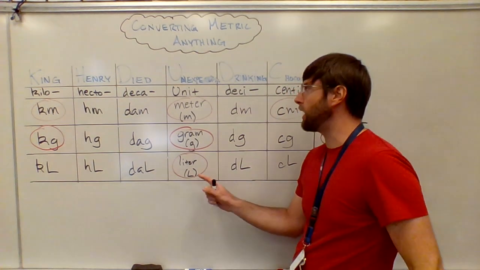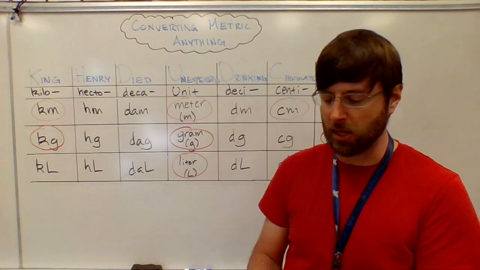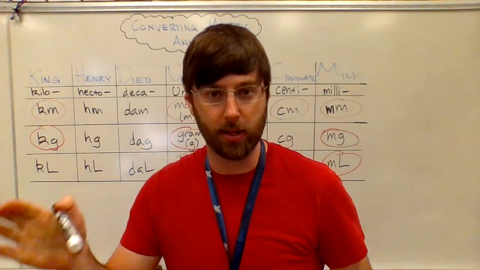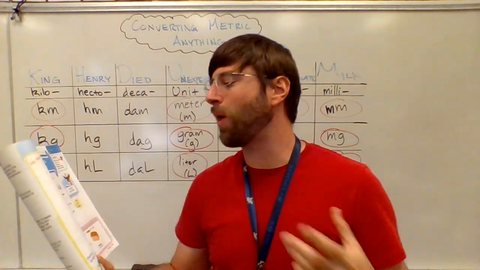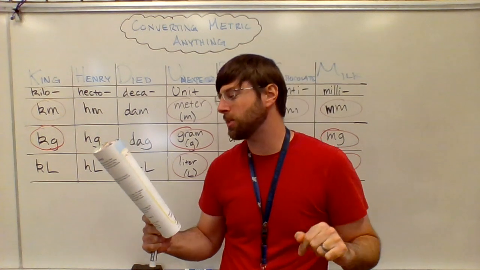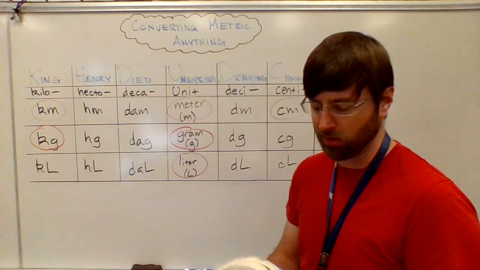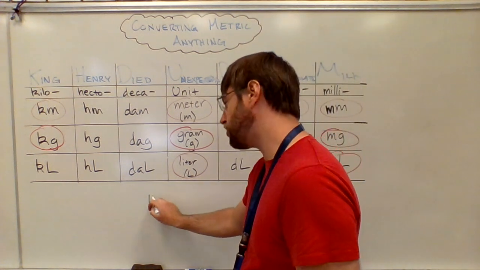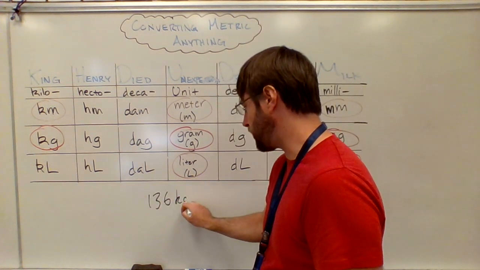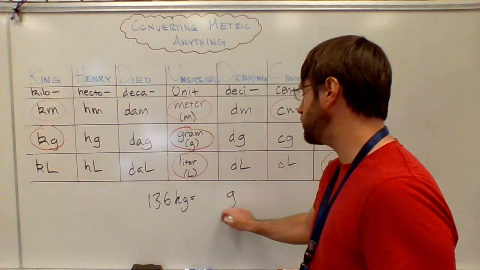So let's just dive right in and read their example problems and use our King Henry method to solve them, just like yesterday. We've got a white-tailed deer that has a mass of 136 kilograms. What is the mass of the deer in grams? So we've got 136 kilograms, and we're trying to convert it to grams.